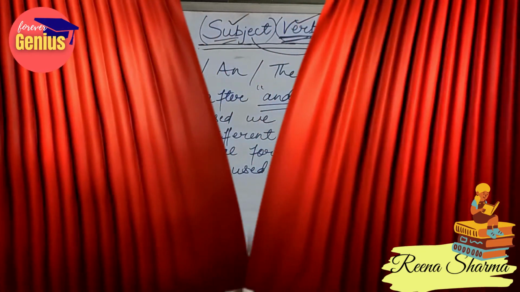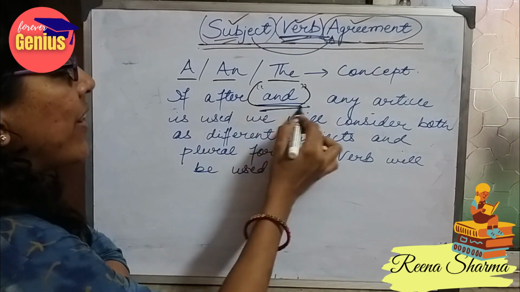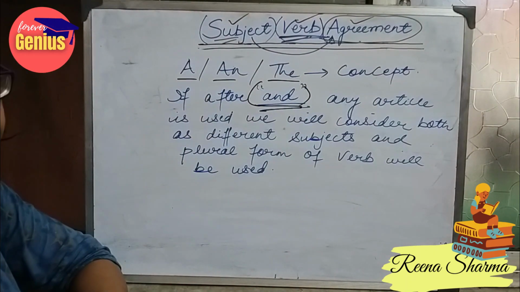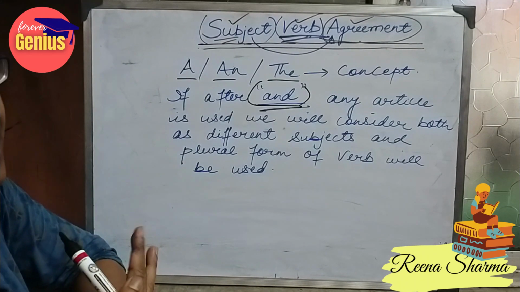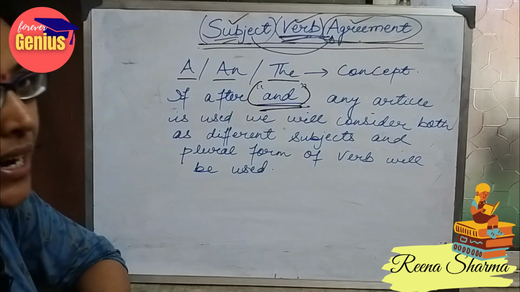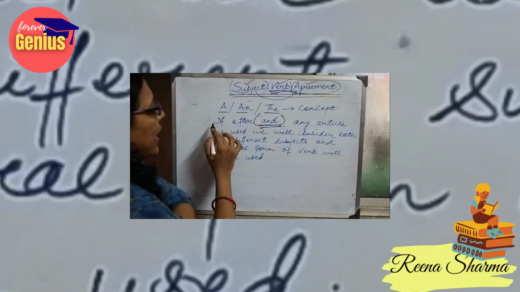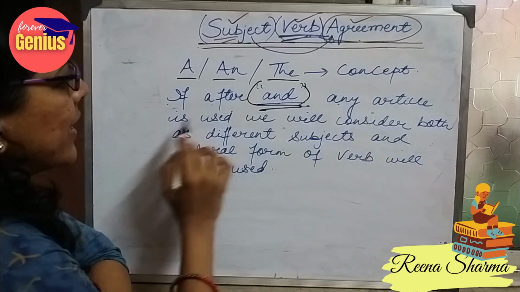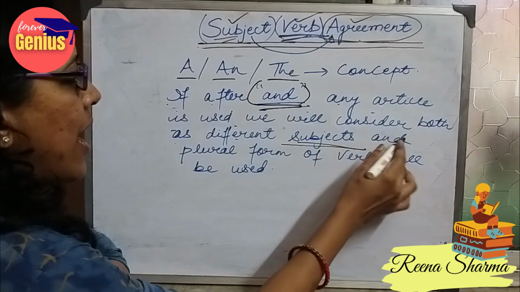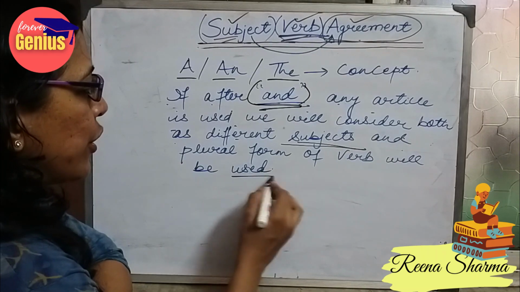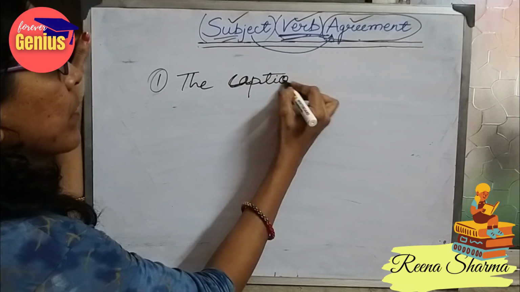If after and, an article, a or the, is used in a sentence, in those cases, both the subjects will be considered to be different and we will use the plural form of the verb. If after and any article is used, we will consider both as different subjects and the plural form of the verb will be used in those cases. Let's look for some examples.